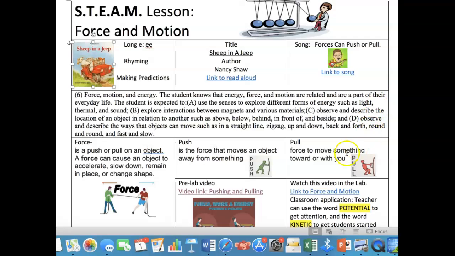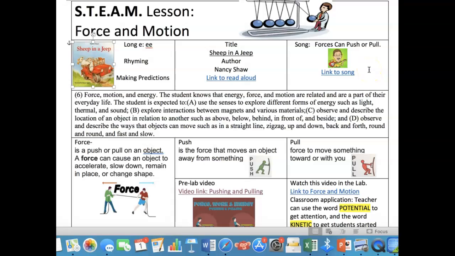Force and Motion. The book for this lesson is Sheep in a Jeep, which is a very short book written by Nancy Shaw. And since it's so short, it would be a great opportunity for you to reteach or introduce long E. There's a lot of rhyming words and a great book for making predictions. So it's a little on the easy side, but nonetheless, I think it works for this unit.